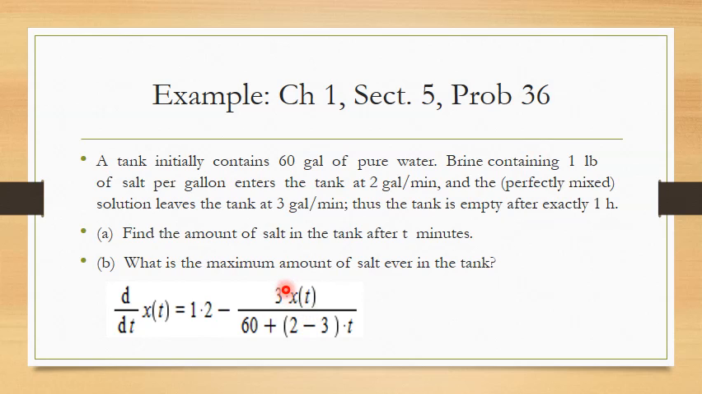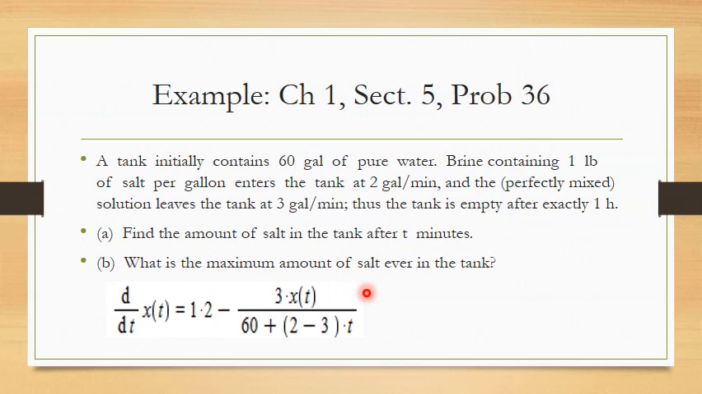So how do you do this one? Well, the flow rate out is 3 gallons per minute. Okay, that's this 3 right here. Well, how do you get the concentration? The rest is the concentration. How do you get that? Well, X is the amount of salt in the tank at any time t. And it's all well mixed with the volume in the water.